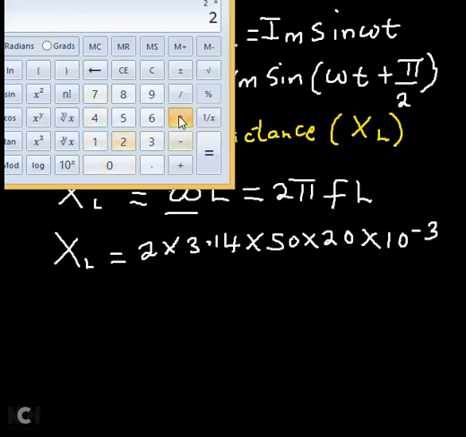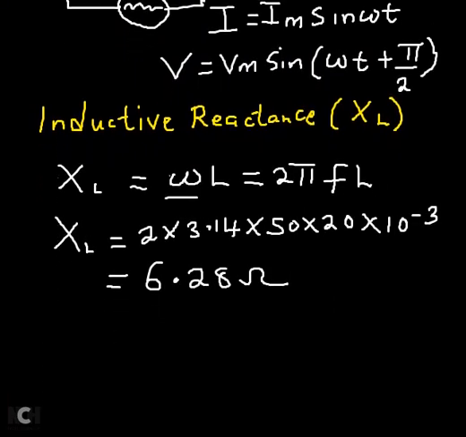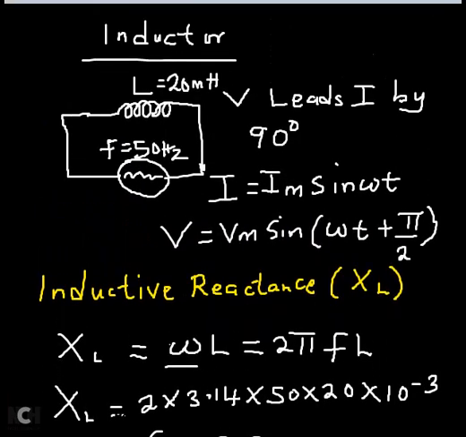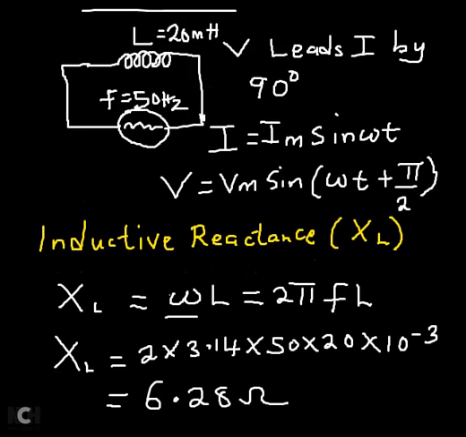This is going to be 2 times 3.14 times 50 times 20. That's 6280, then divided by 1000. So that's going to be 6.28 ohms. So that is the inductive reactance of the inductor. So please take note of that.